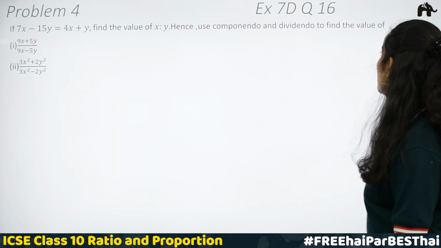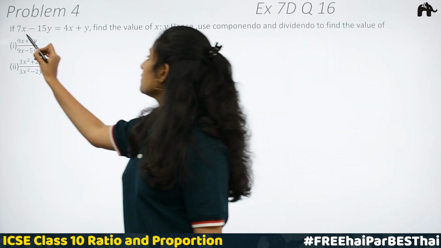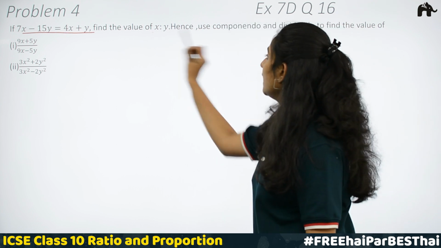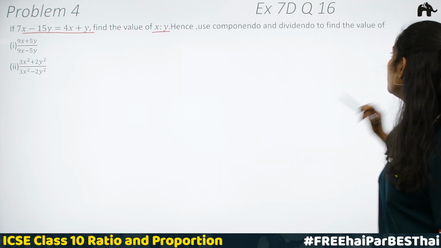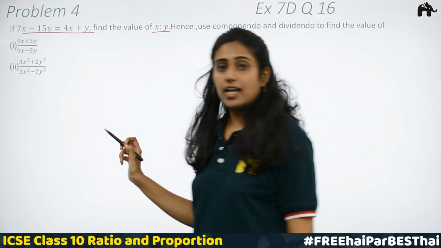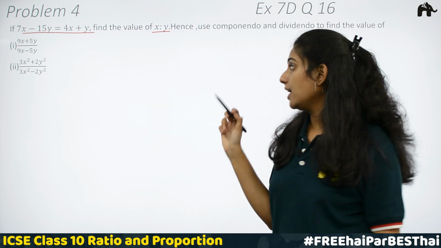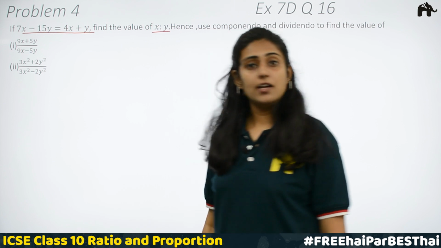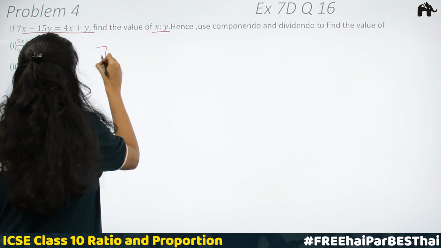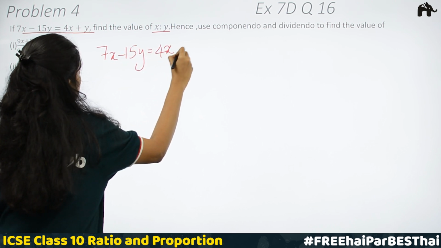Problem number 4, question 16 of exercise 7D. If 7x minus 15y is equal to 4x plus y, find the value of x is to y. Hence, use componendo and dividendo to find the value of first, 9x plus 5y divided by 9x minus 5y. Second, 3x square plus 2y square divided by 3x square minus 2y square. Here it is given 7x minus 15y is equal to 4x plus y.